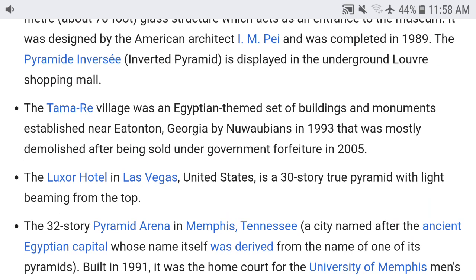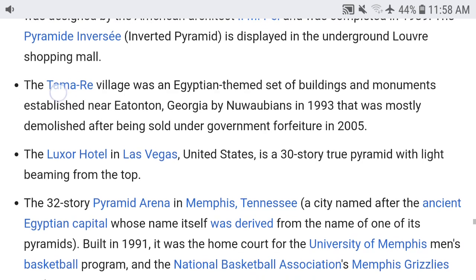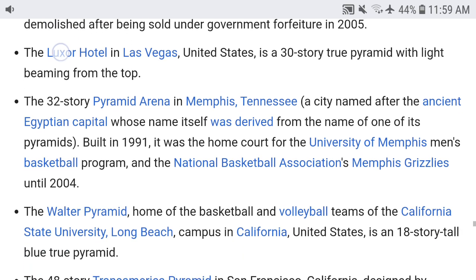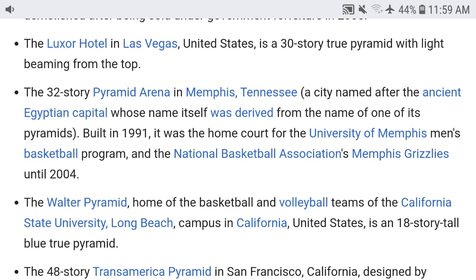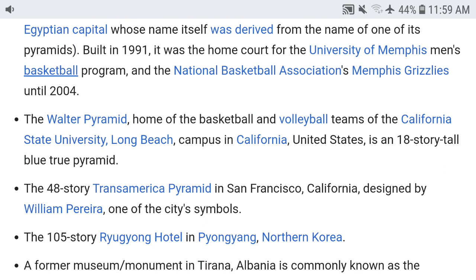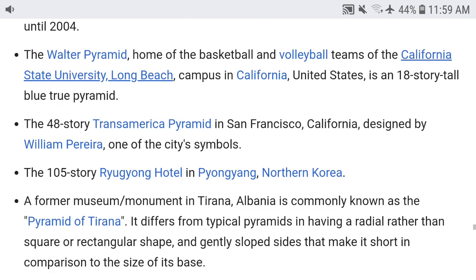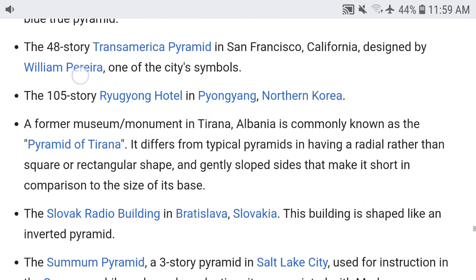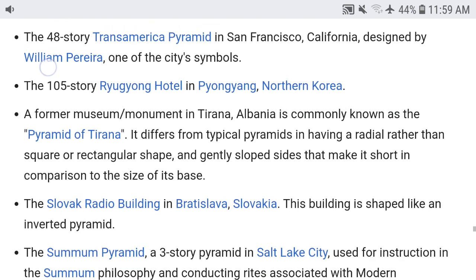Tamari is near Eatonton, Georgia. Okay, so this is basically U.S., right? Georgia, I think. Yeah. Luxor Hotel, this is also in the US. Memphis, Tennessee, US as well. Walter Pyramid, this was the one in California. Okay, so yeah, US. Transamerica Pyramid, also California, I guess also US. This one is 105 story.